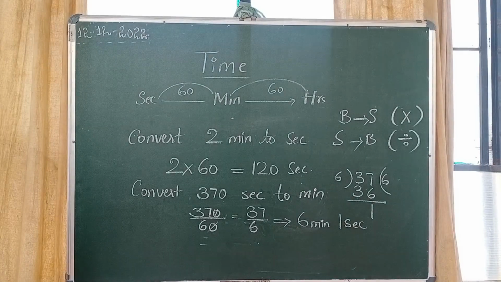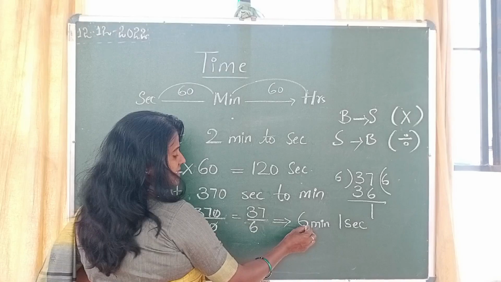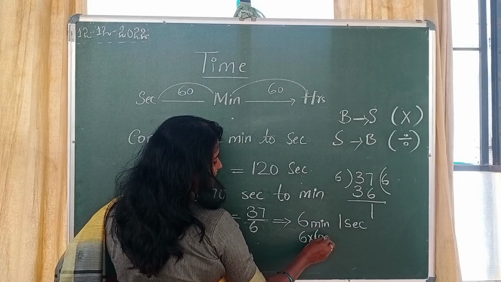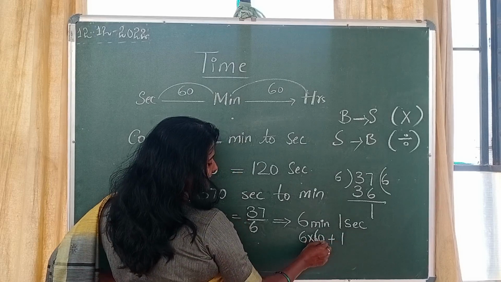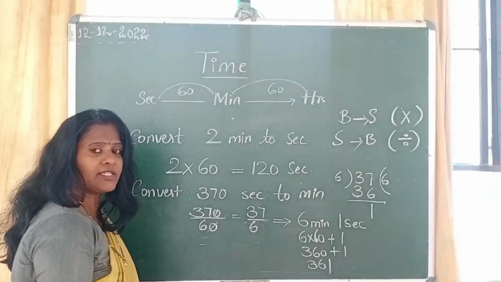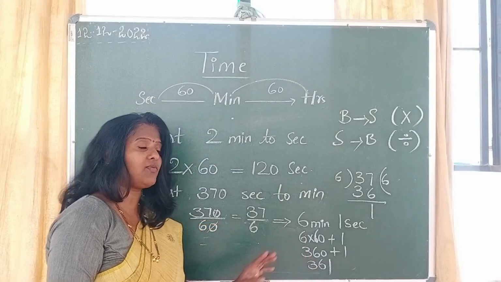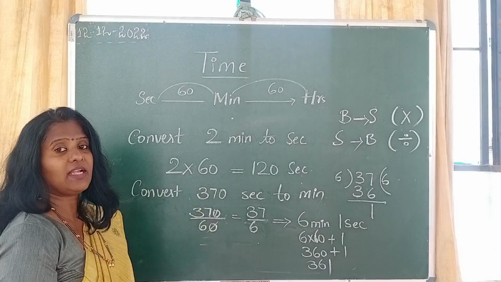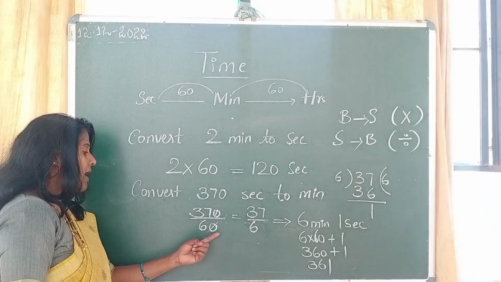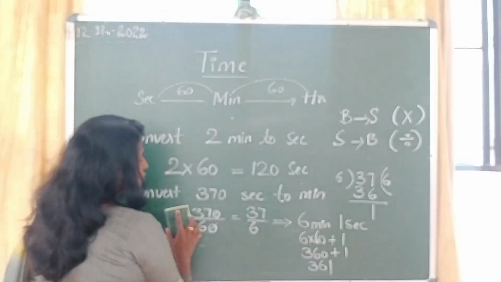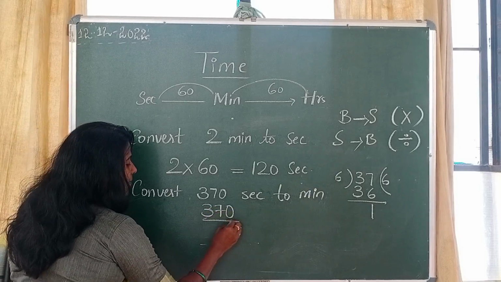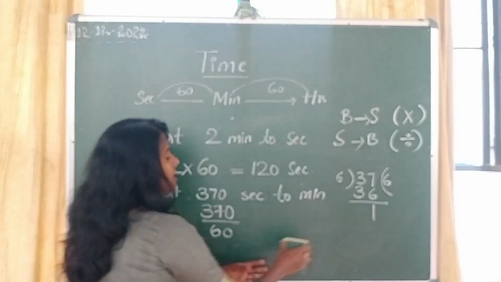But let us verify this. 6 minutes, 1 second. 6 into 60 plus 1 second, 6 sixes are 36 plus 1. The answer has changed. It is 361, but it should come 370. That means I should not have divided like that. See the mistake we have made here. I should not cancel this 0. I have to divide totally by 60. 370 divided by 60. You should not cancel the 0s here.